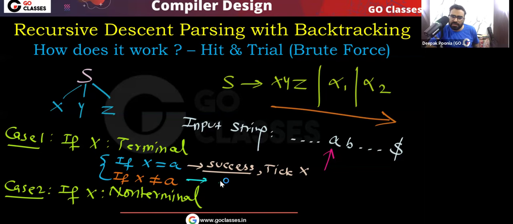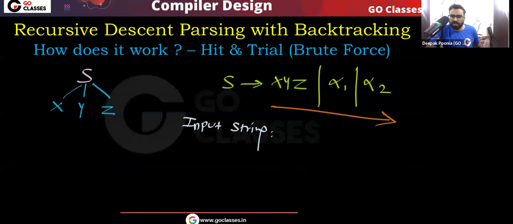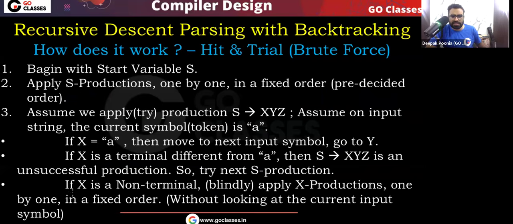It simply means that this S going to XYZ is unsuccessful. And what it means? It means try the next S production. Very simple. And if X is a non-terminal, then what to do? Then in this case, blindly try an X production. That's it. This is the algorithm. I hope you understood. So you can see everything that I told you is written here.